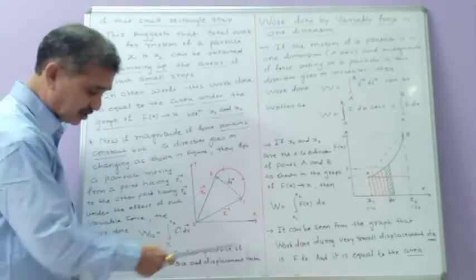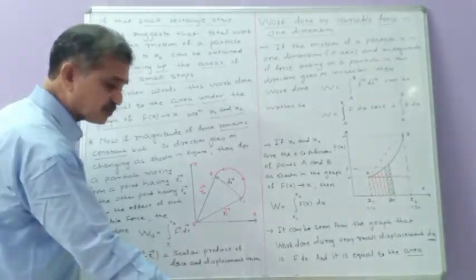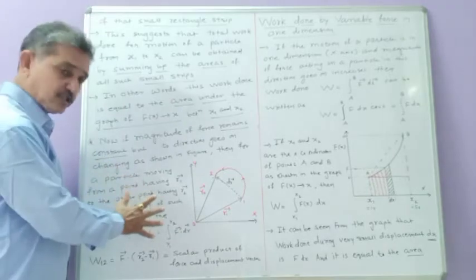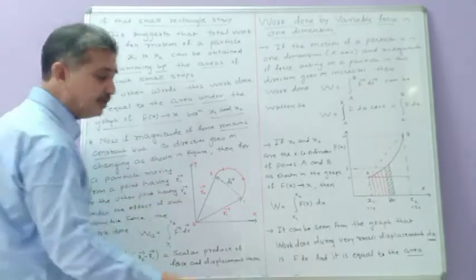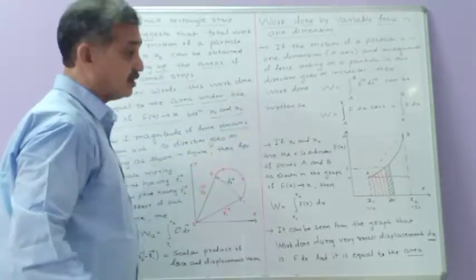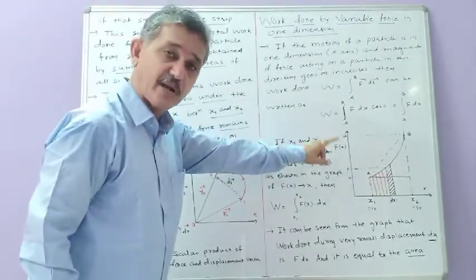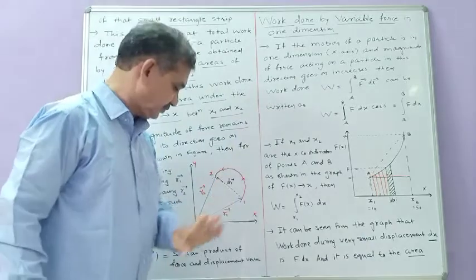That means it is the scalar product of force and displacement vector. So this is the topic where the magnitude of force remains constant, direction goes on changing. This is a topic where the direction of the force remains constant, magnitude goes on changing.